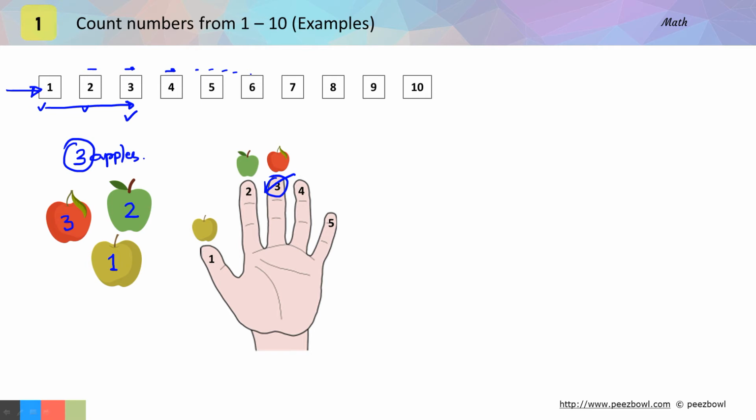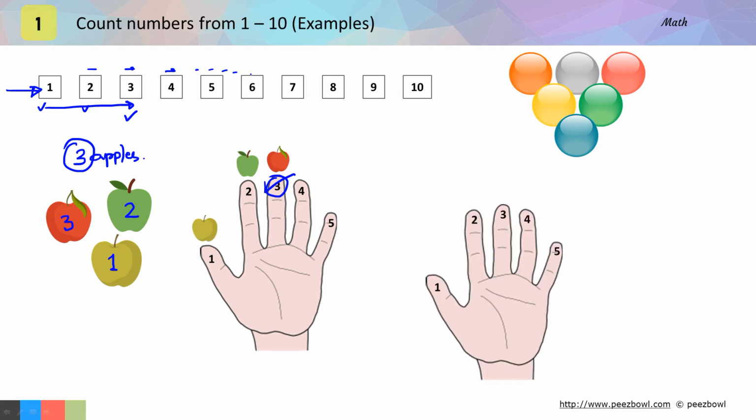Now let us take one more example. This time I will bring more objects. You see, here we have few balls and we need to count them. As we did in the earlier example, let us bring each ball on top of each finger. We'll take left hand first and start with number 1. So we have orange ball on thumb, grey ball on index finger, then red ball on middle finger, yellow ball on ring finger and green ball on little finger.